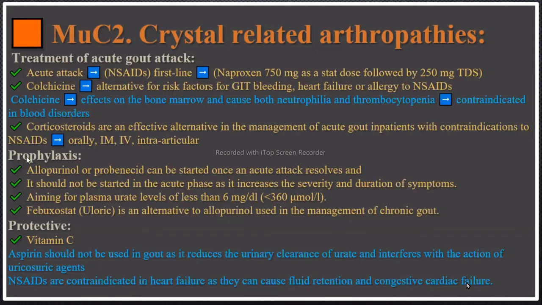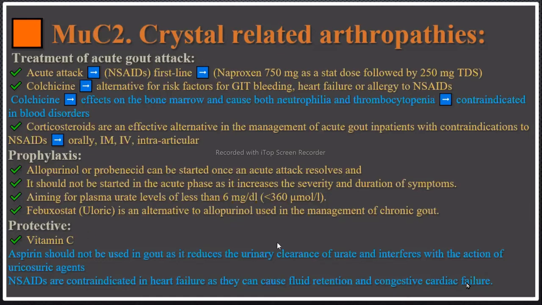Allopurinol is prophylaxis for acute attack. The patient comes the first time, and you already managed with whatever, non-steroidal or colchicine or corticosteroids. After that, you will continue allopurinol as prophylaxis. What if the patient has chronic gout? So you can give him febuxostat. This one, the patient has recurrent gout.